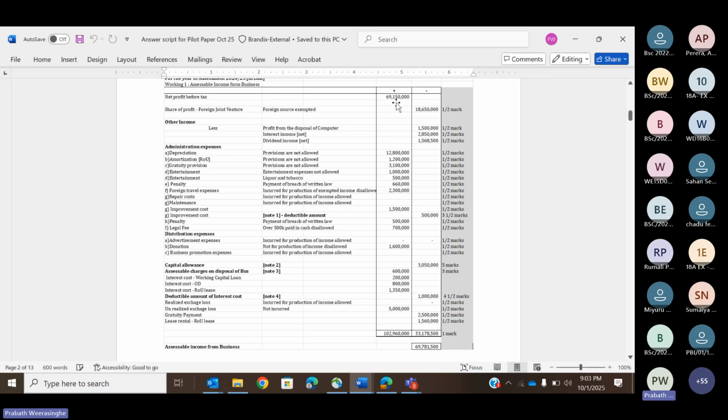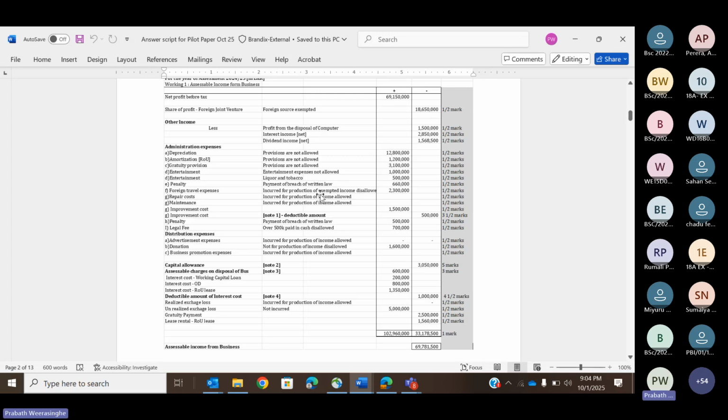Assessable income from business, we use the profit before tax. Foreign source income exempt, which has to be removed, and if there is any other source of income, we have to remove that. The profit from disposal of computer, we need to work out assessable charges or balancing allowance, that needs to be adjusted. Interest income comes under investment income. Dividend income also comes under investment income, but we have to check whether it is subject to final withholding or it is exempt. Right, provisioning add back and all the disallowable expenditure.